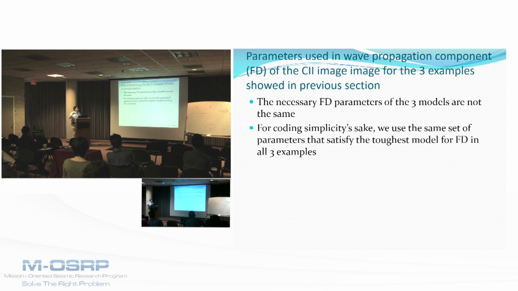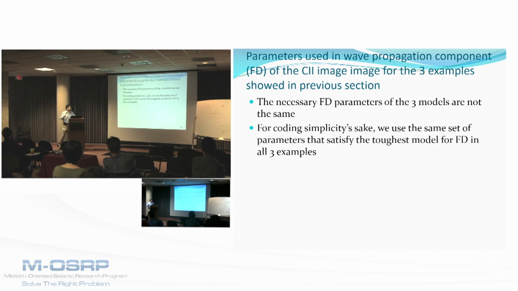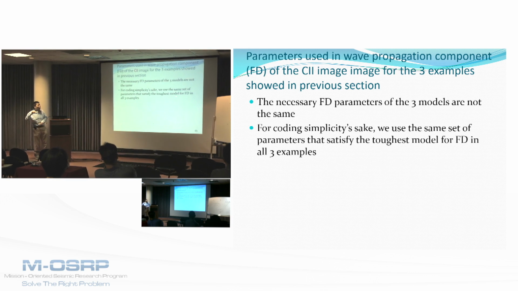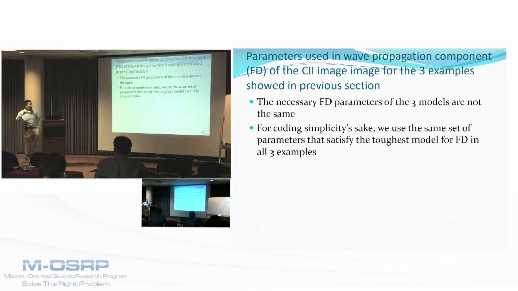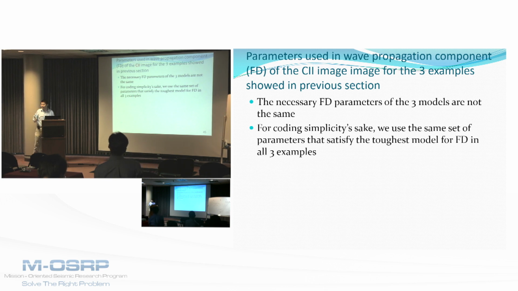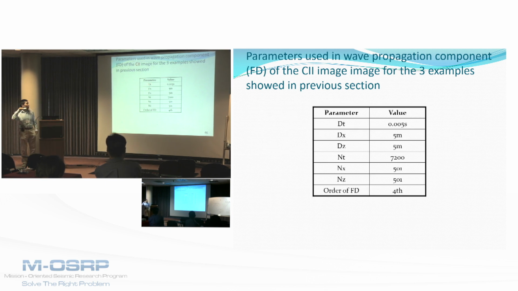And then we look at the C2 case, and in that case, the wave propagation component is finite difference, FD. The necessary parameters for the finite difference are not the same for all three models, because some are easy, some are tough. For coding simplicity's sake, we just use the same parameters that satisfy the toughest model, which is the salt model in this case, for all three examples. That just makes my job easier: one scheme for three. The parameters I use are here. The dt is 5 milliseconds, dx and dy are symmetric at 5 meters, and we have fourth order finite difference.